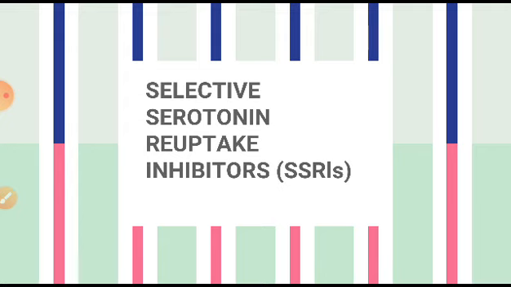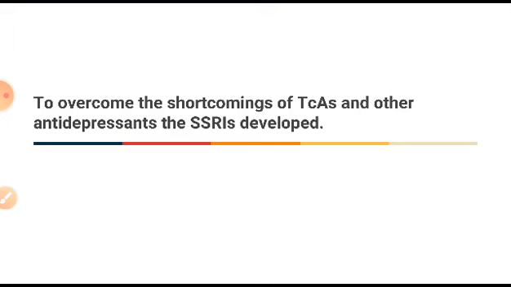Okay, so I hope you understood the pharmacology of TCAs. Now we'll discuss the next class, a very important class here, selective serotonin reuptake inhibitors, SSRIs. Why do we want SSRIs when we already have so many big classes of antidepressant drugs? The reason is that SSRIs were developed to overcome the shortcomings of TCAs and other antidepressants. So it means SSRIs are better than those which were discovered and used earlier, like TCAs and other drugs.